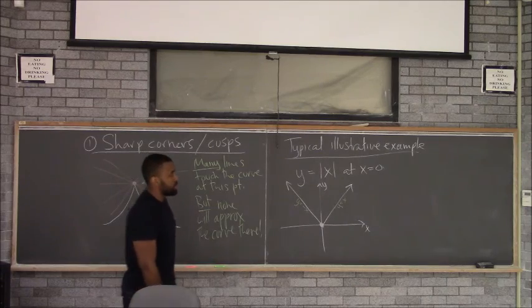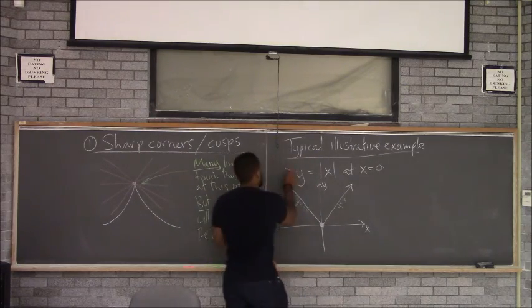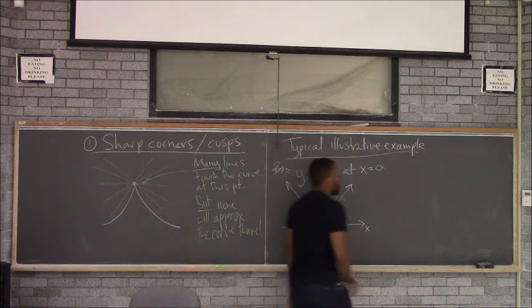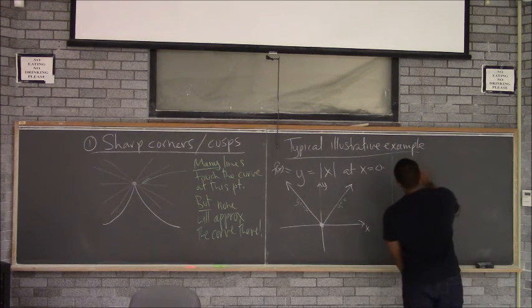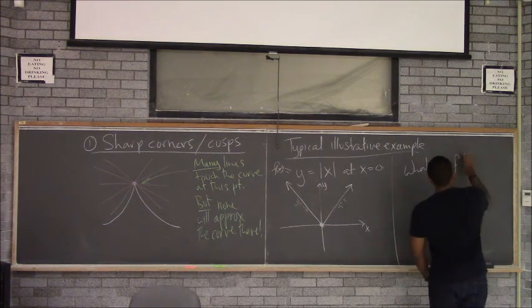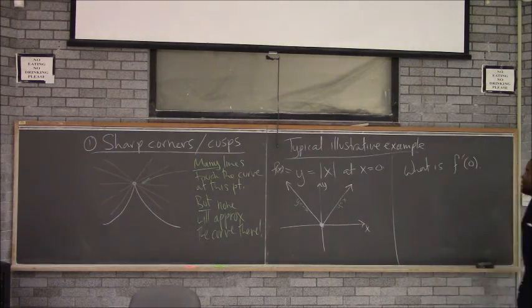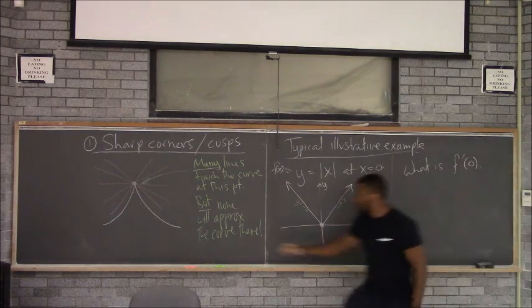Now, what actually happens if I try to find, let's say I call this f of x, and we ask the question, what is f prime evaluated at 0? That is, what is the slope at 0?